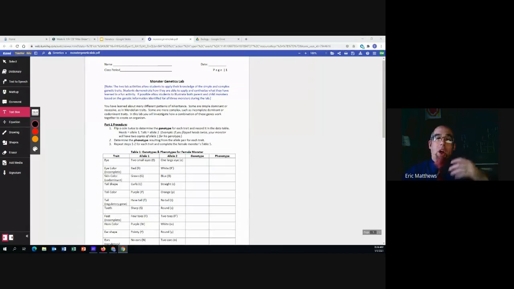Basically, what this lab is going to do is it's going to be our final review for the patterns of inheritance before we move on and start getting into actual DNA genetics. If we take a look, it says you've learned about the different patterns of inheritance. We covered that today. Some simple dominance, others like incomplete and codominance. So now we're going to use all of them.